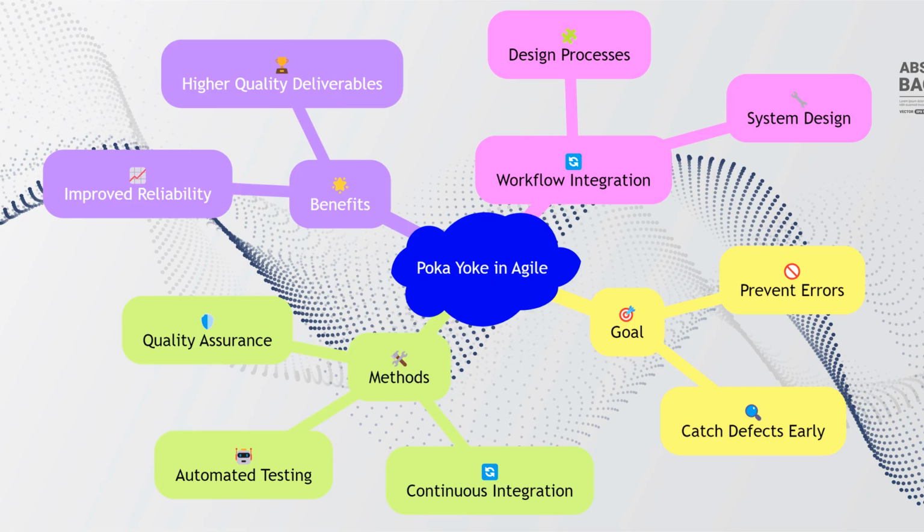Poka Yoke, or mistake proofing, is a lean concept aimed at preventing errors before they occur. In agile practices, Poka Yoke can be applied through automated testing, continuous integration, and other quality assurance practices. The goal is to design processes and systems that minimize the risk of errors, ensuring that defects are caught early and do not reach the end user. By incorporating Poka Yoke into their workflows, agile teams can improve the reliability and quality of their deliverables.